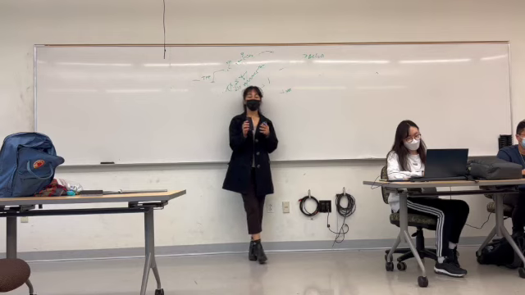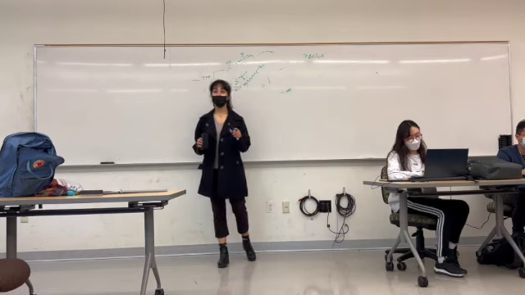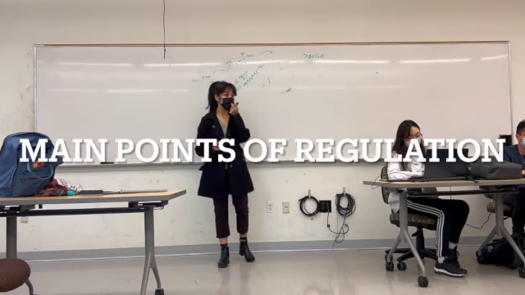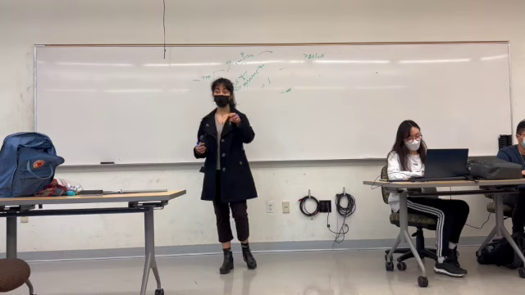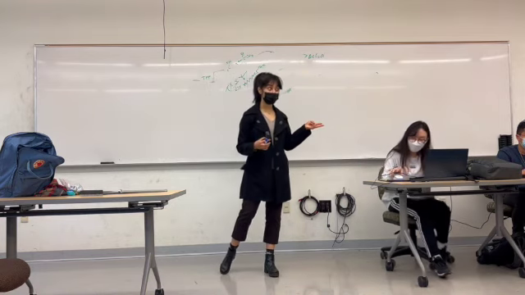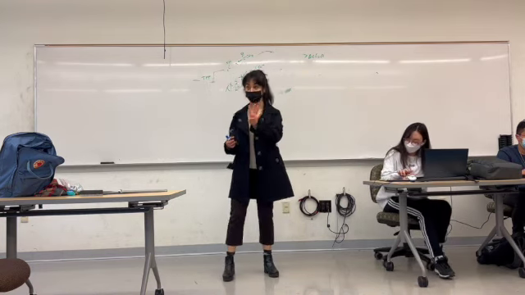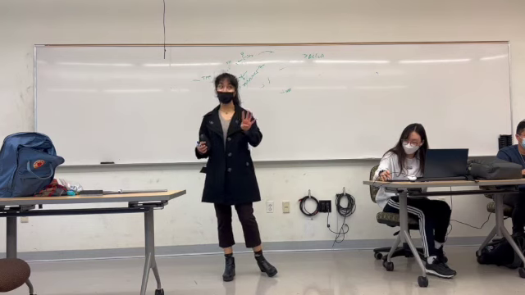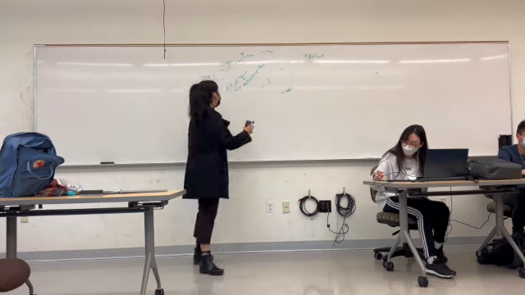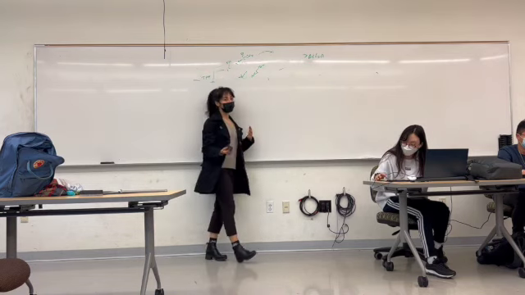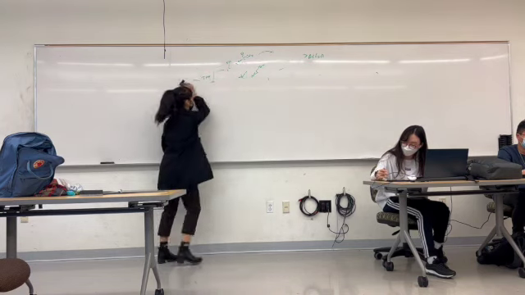So, I will though talk about 3 of the main points of regulation. The main points of regulation in the citric acid cycle are citrate synthase, step 1; isocitrate dehydrogenase, step 3; and alpha ketoglutarate dehydrogenase complex, step 4. So I feel like it might sound like a lot, but it's not a lot, like 100%.